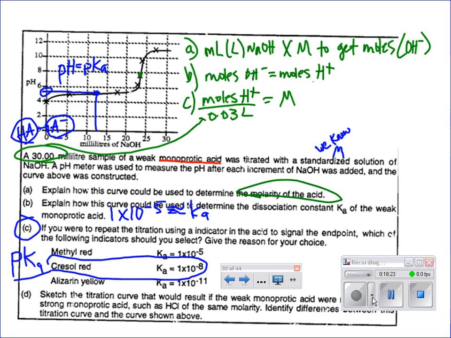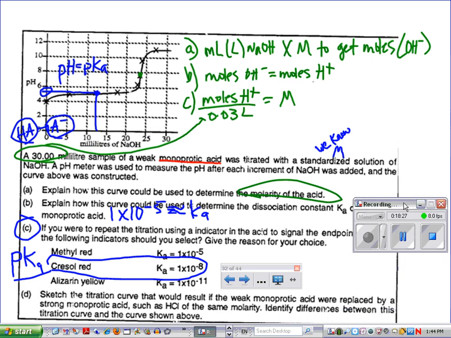And finally, sketch the titration curve that would result if the weak monoprotic acid were replaced by a strong monoprotic acid of the same molarity. I'm just going to draw on top of the curve. How would it be different and how would it be the same?